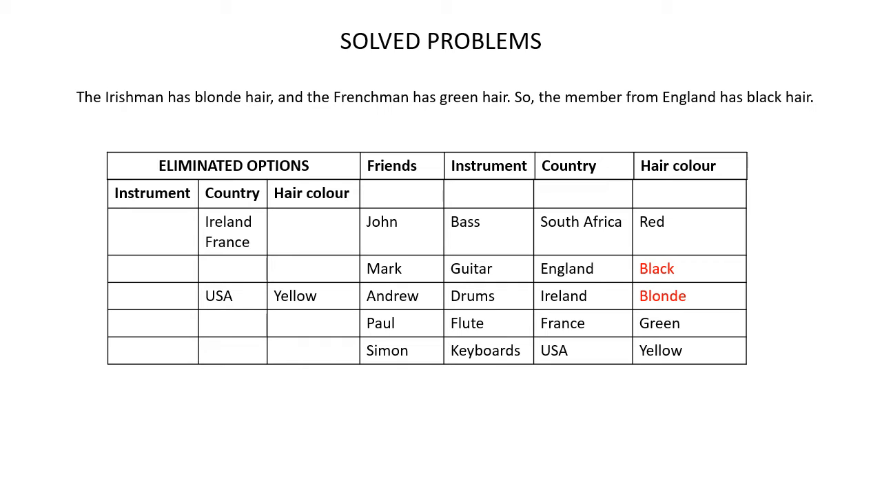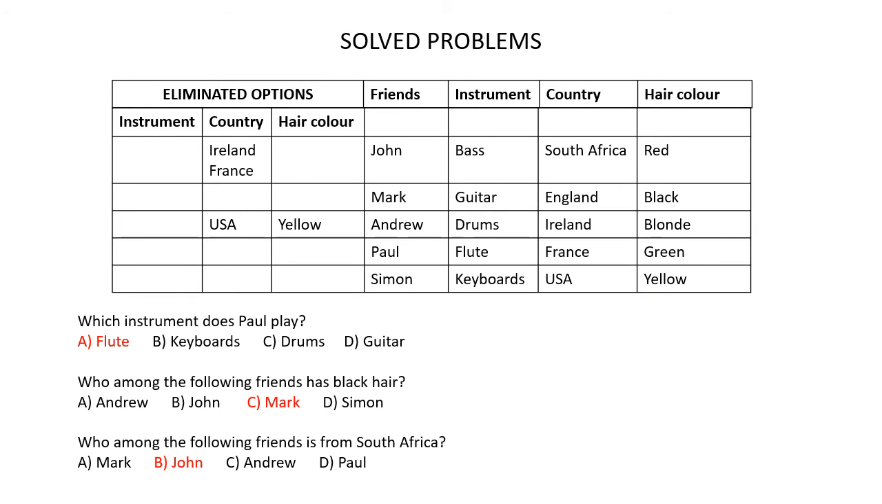So now this table is completed. Based on this completed table, let's answer the given questions. So this is the completed table for the given problem. Based on this completed table, let's answer the given questions. Which instrument does Paul play? You're given four options and you have to find out which of these options is the correct one. So we have Paul here and he plays the flute.